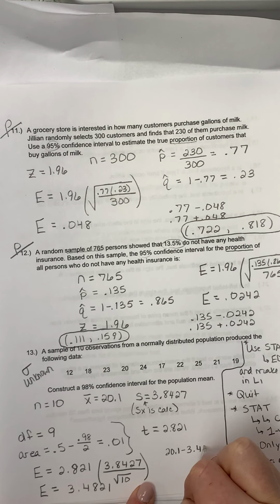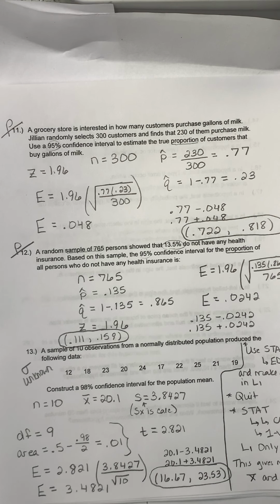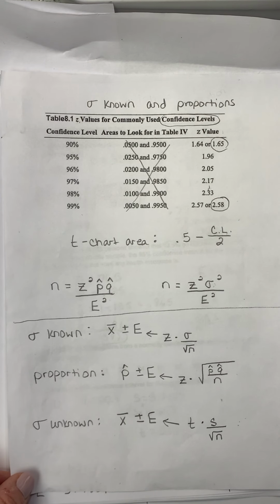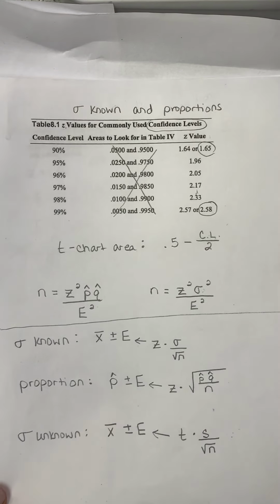Then I'm going to take X bar, which came from my calculator, minus this margin of error, and plus this margin of error. And I finally get my confidence interval right here. And there it is, 16.7 to 23.53. So that is your only sigma unknown. You will need to use 1-var stats in your calculator, so be sure you remember how to do that and find all this information, okay? And just use this little formula sheet, you know, kind of make one like this for yourself to help you get to it. That is everything for chapter 8 that you're gonna need to know, okay?